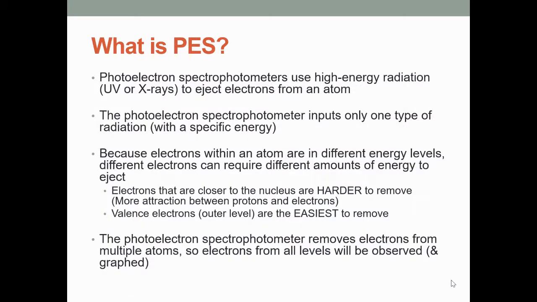So what does a PES, photoelectron spectrometer, do? In photoelectron spectroscopy, energy, either ultraviolet or X-rays, is used to eject electrons from an atom. It only puts one type of radiation into the atom. So one type of energy photon bombards atoms. The electrons are in different energy levels, so they require different amounts of energy to eject.